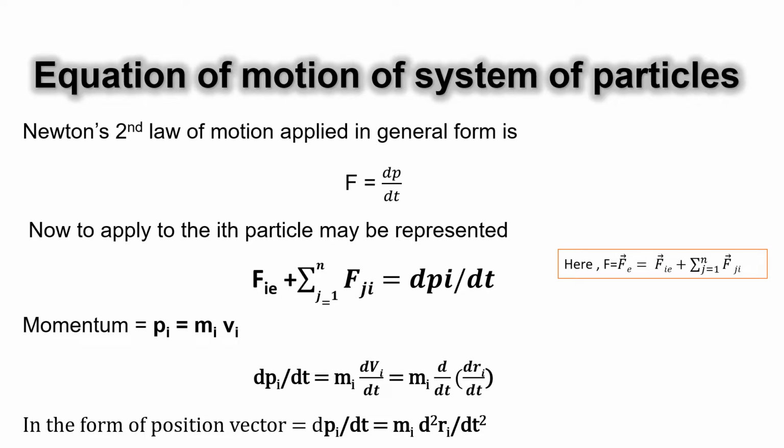Now we can write the linear momentum value as p_i = m_i v_i, where i is written for the ith particle. Now, as we know, dp_i/dt for p_i = m_i v_i, we substitute the value. And since mass is constant, m_i can be written outside the differential: dv_i/dt. Then that is equal to m_i d/dt, substituting the value of v_i, that becomes dr_i/dt. That gives the equation d²r_i/dt².